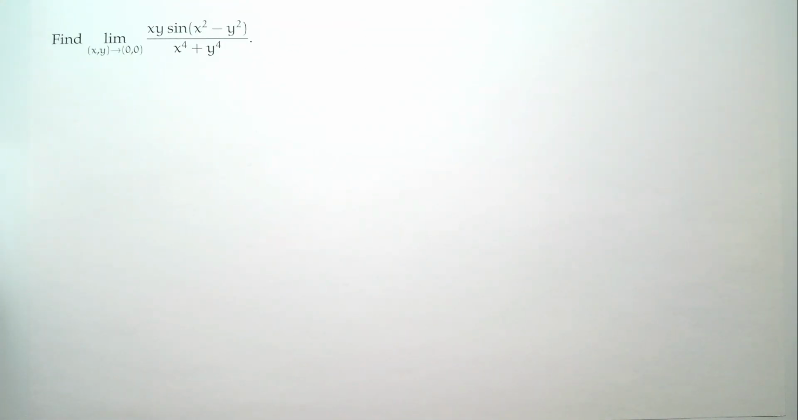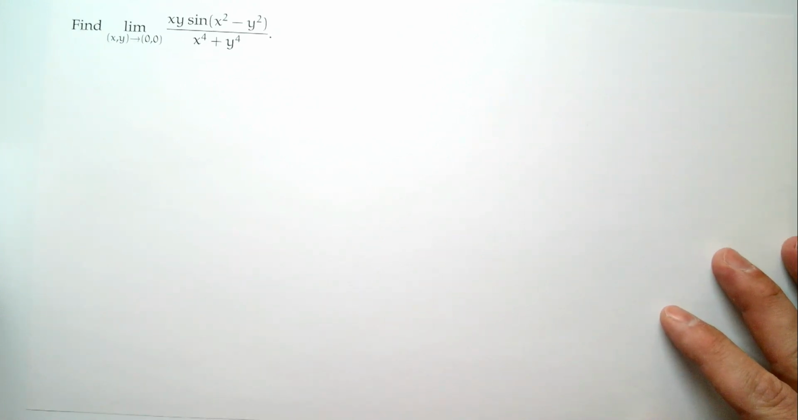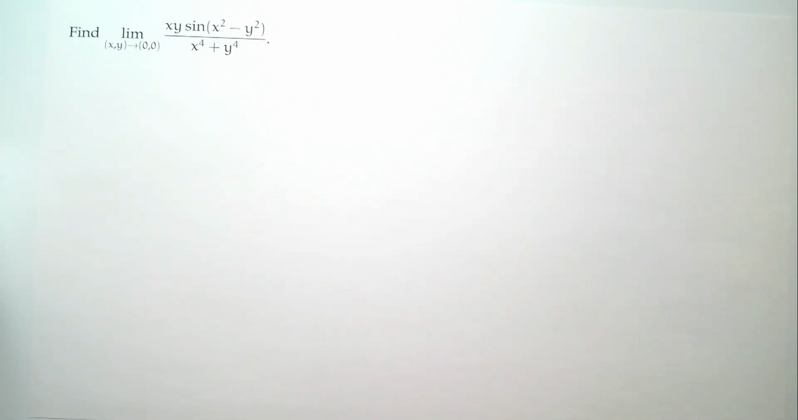One other question that there was wanted to know about. Find the limit as (x, y) goes to (0, 0) of xy sine of x squared minus y squared over x to the fourth plus y to the fourth.